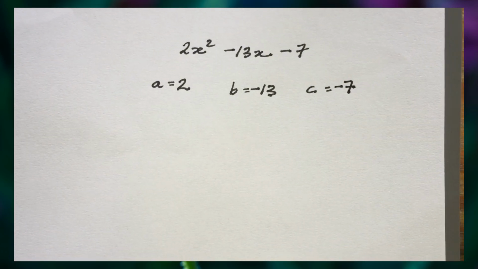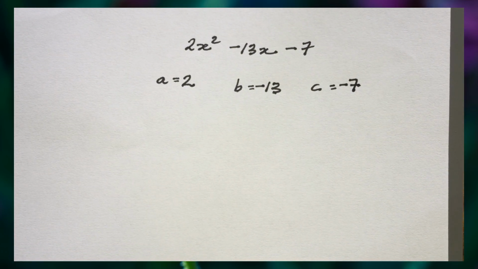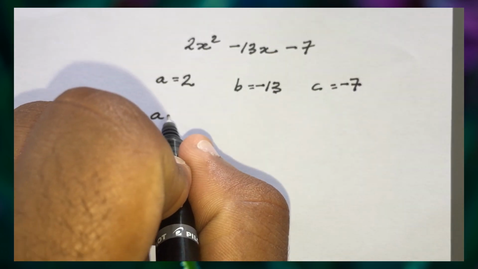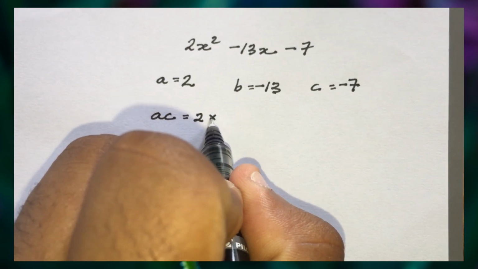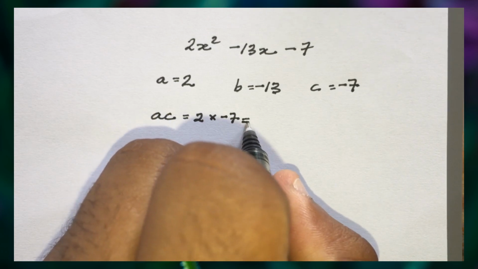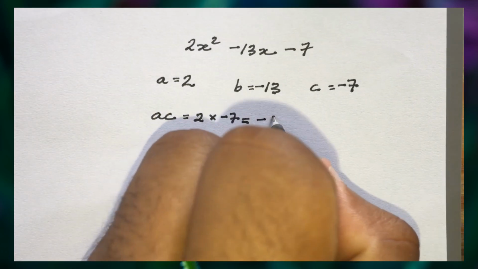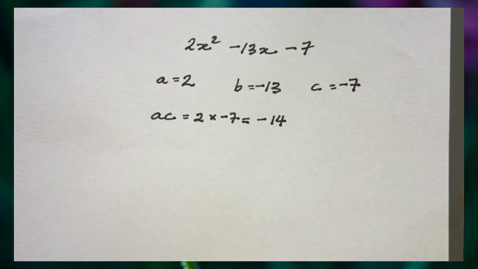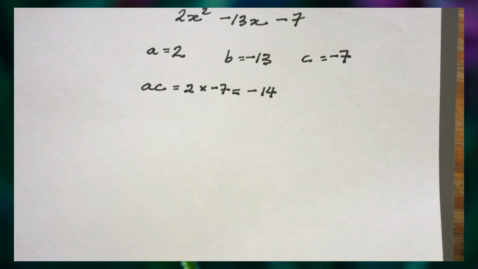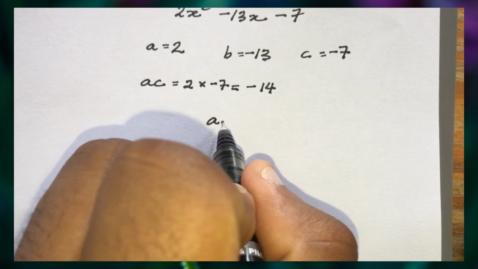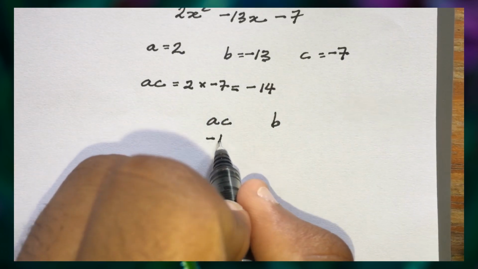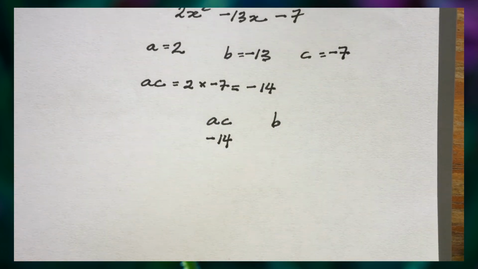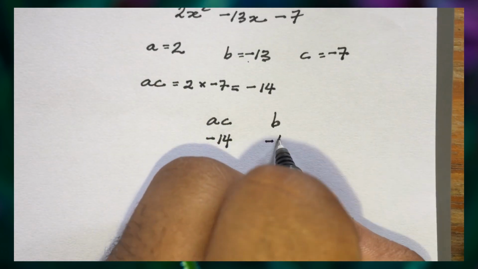So what we need to do after identifying our A, B, C values is to find the key. The key is AC, which is A times C. So that is 2 times minus 7, and that will give us minus 14. Then we can start up our table. We need AC, and we're comparing that with B. AC was negative 14, and B was negative 13.